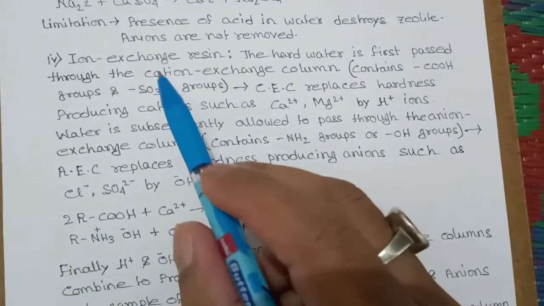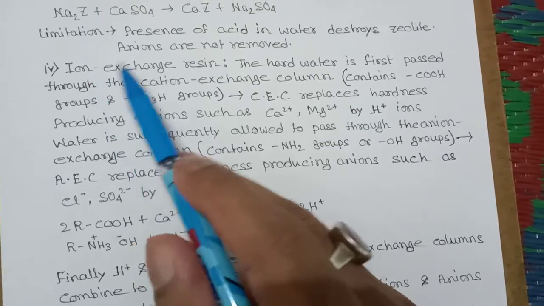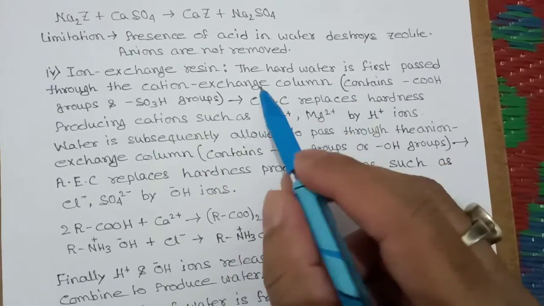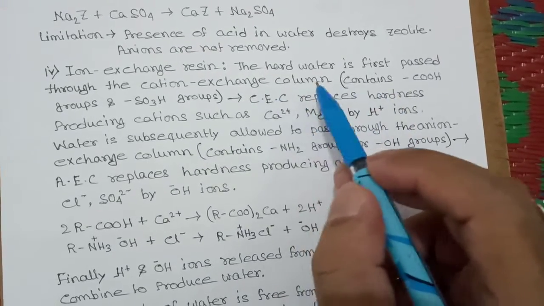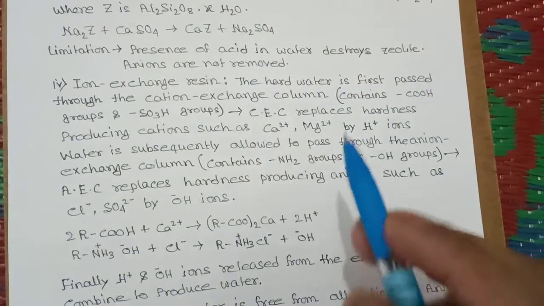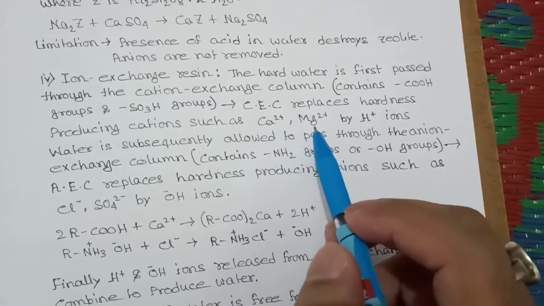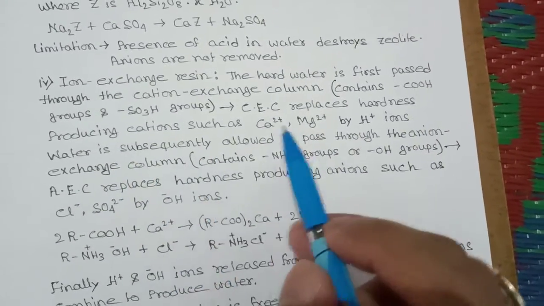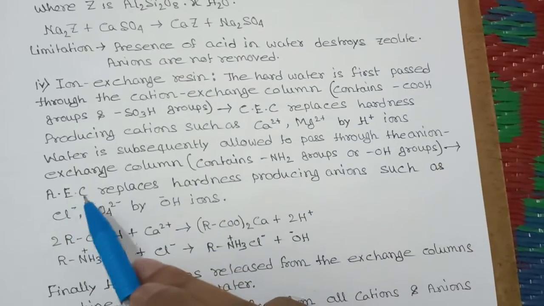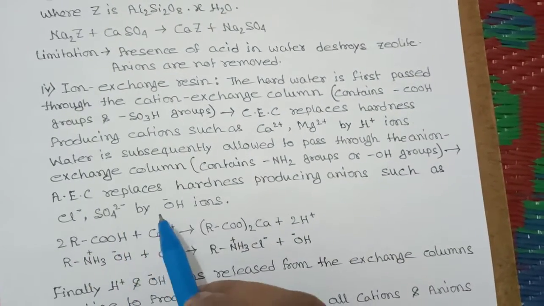And finally, this is the best process among the four to remove permanent hardness. This process is the ion exchange resin. The hard water is first passed through the cation exchange resin, or you can say cation exchange column. This cation exchange column contains COOH carboxylic acid groups, or SO3H groups. Now this cation exchange column replaces hardness producing cations such as calcium 2+ and magnesium 2+ by H+ ions. Water is subsequently allowed to pass through the anion exchange column which contains amino or hydroxyl groups. Now the anion exchange column replaces hardness producing anions such as chloride and sulfate ions by OH- ions.